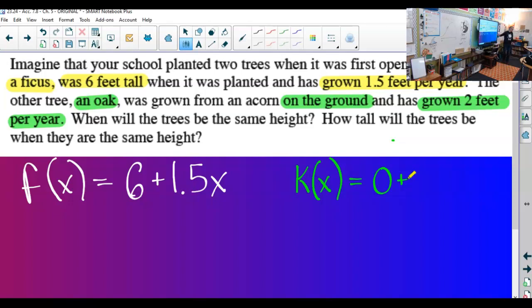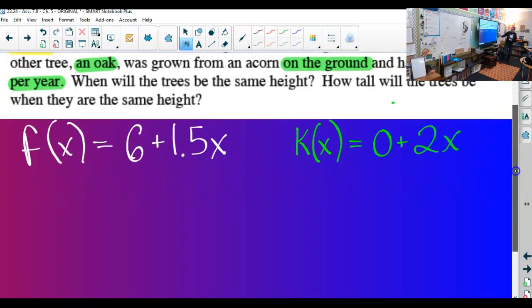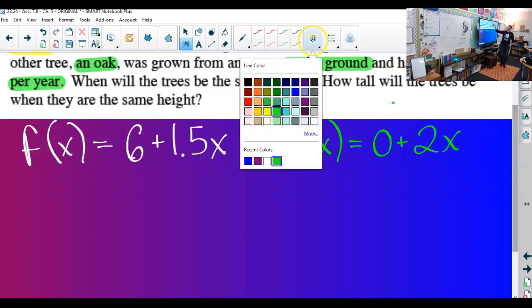Where did the oak tree start? On the ground. What is the height of the ground? 0. So the oak tree started at 0. So the ficus, 6 plus 1.5x. The oak tree, 0 plus 2x. Let's algebra.